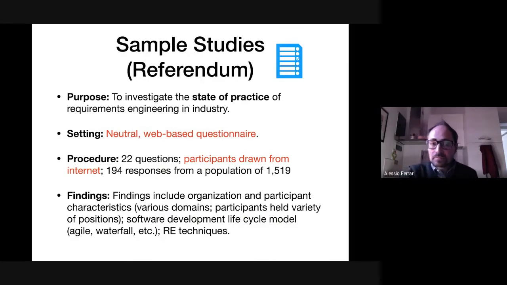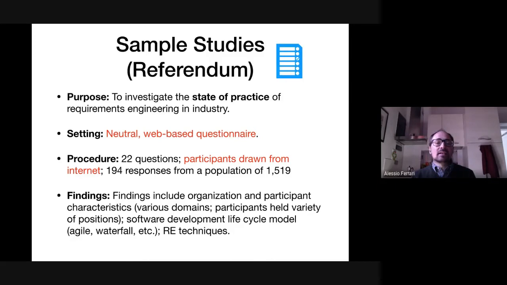Sample studies. Sample studies are also in a neutral setting, and in this example, you have a web-based questionnaire to investigate the state of practice of requirements engineering in industry. They had 22 questions. They got participants from the internet, and they got almost 200 responses from a population of 1,500. So they asked many people, but they received these answers.